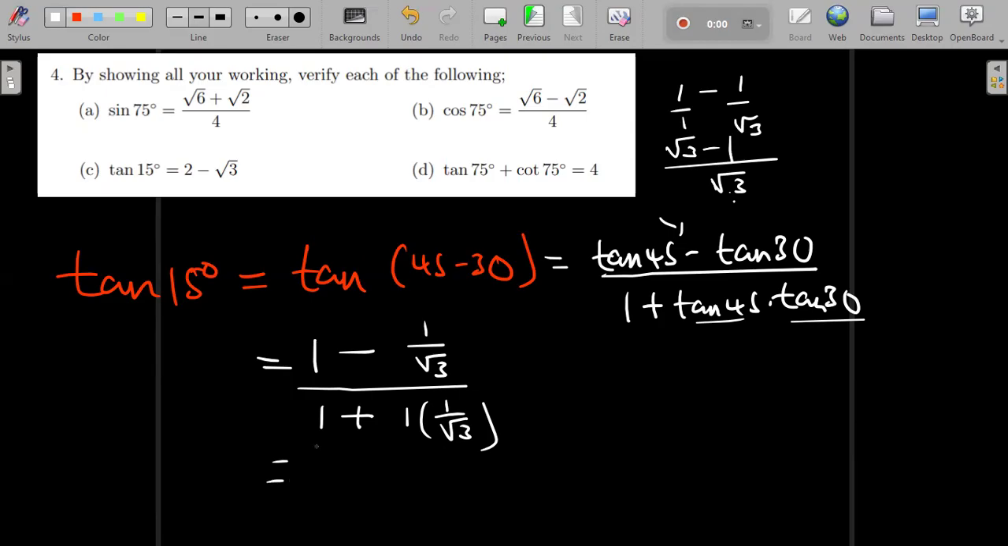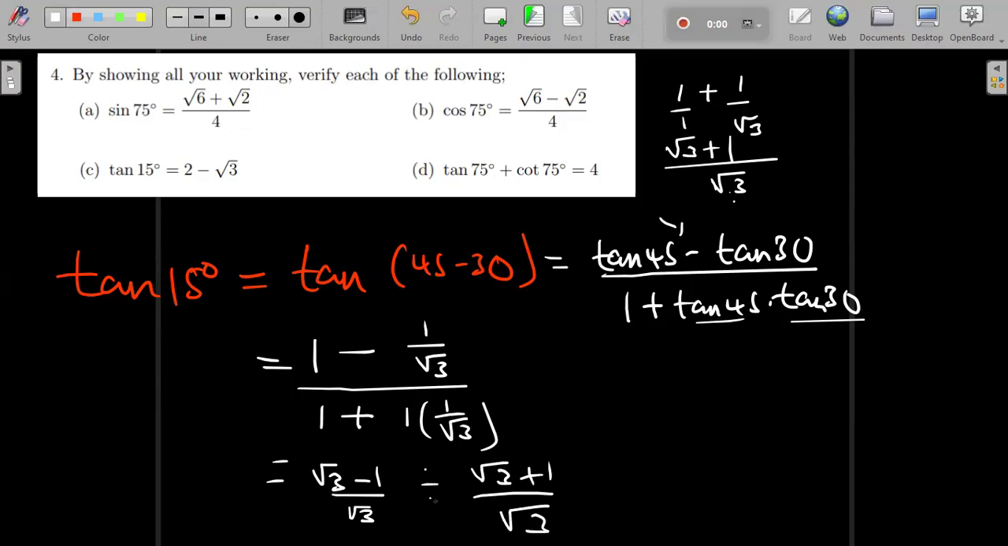So from the upper part, the numerator, I'm getting root of 3 minus 1, divided by root of 3. Then I'm going to divide this by the lower part, where I'm adding 1 plus 1 over root of 3. So here, I'm just going to change the sign like that. So I'm going to have root of 3 plus 1 divided by root of 3.